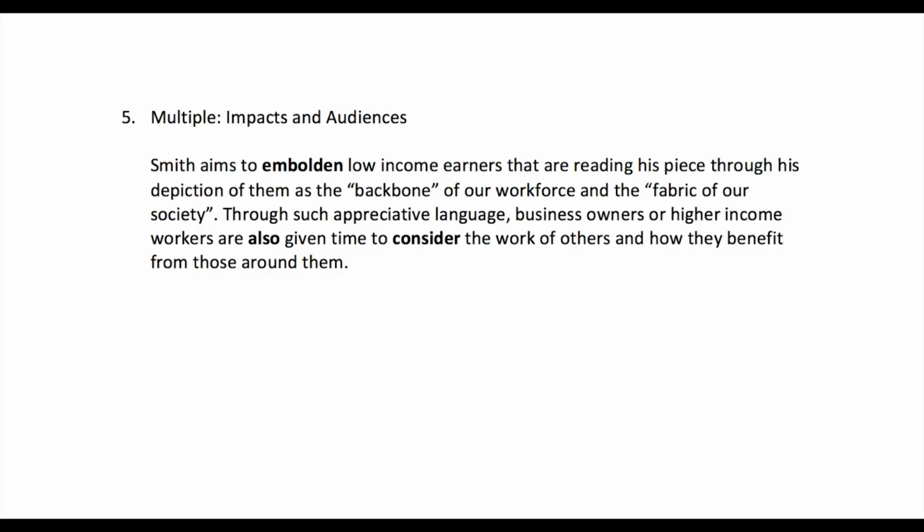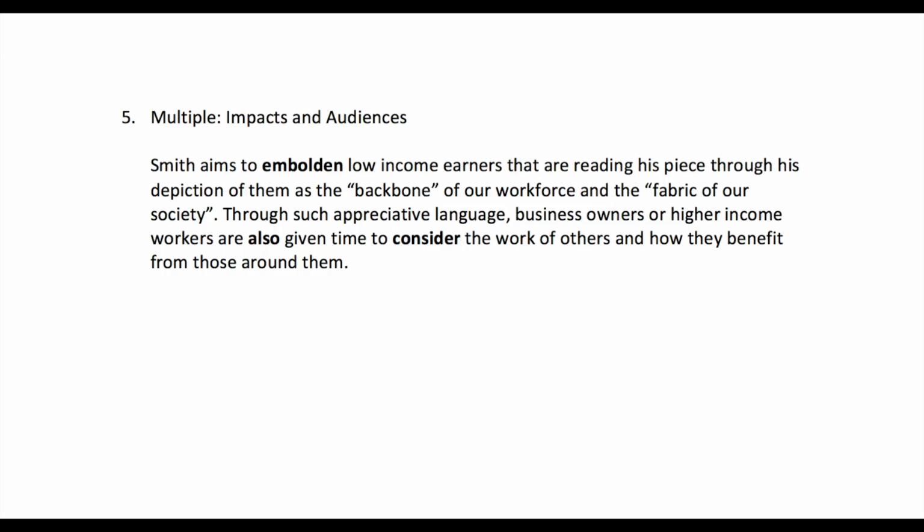I've included an example here where you can see that it says, "Smith aims to embolden low-income earners that are reading his piece through his depiction of them as the backbone of our workforce and the fabric of our society. Through such appreciative language, business owners or higher income workers are also given time to consider the work of others and how they benefit from those around them." And so there's a few things going on here. There's of course the idea of the low income earners reading the piece being emboldened by the language. And then there are the higher income earners and business owners appreciating the efforts of other people. So it's considered multiple audiences. And there's also those multiple impacts of language. It looks to embolden people.